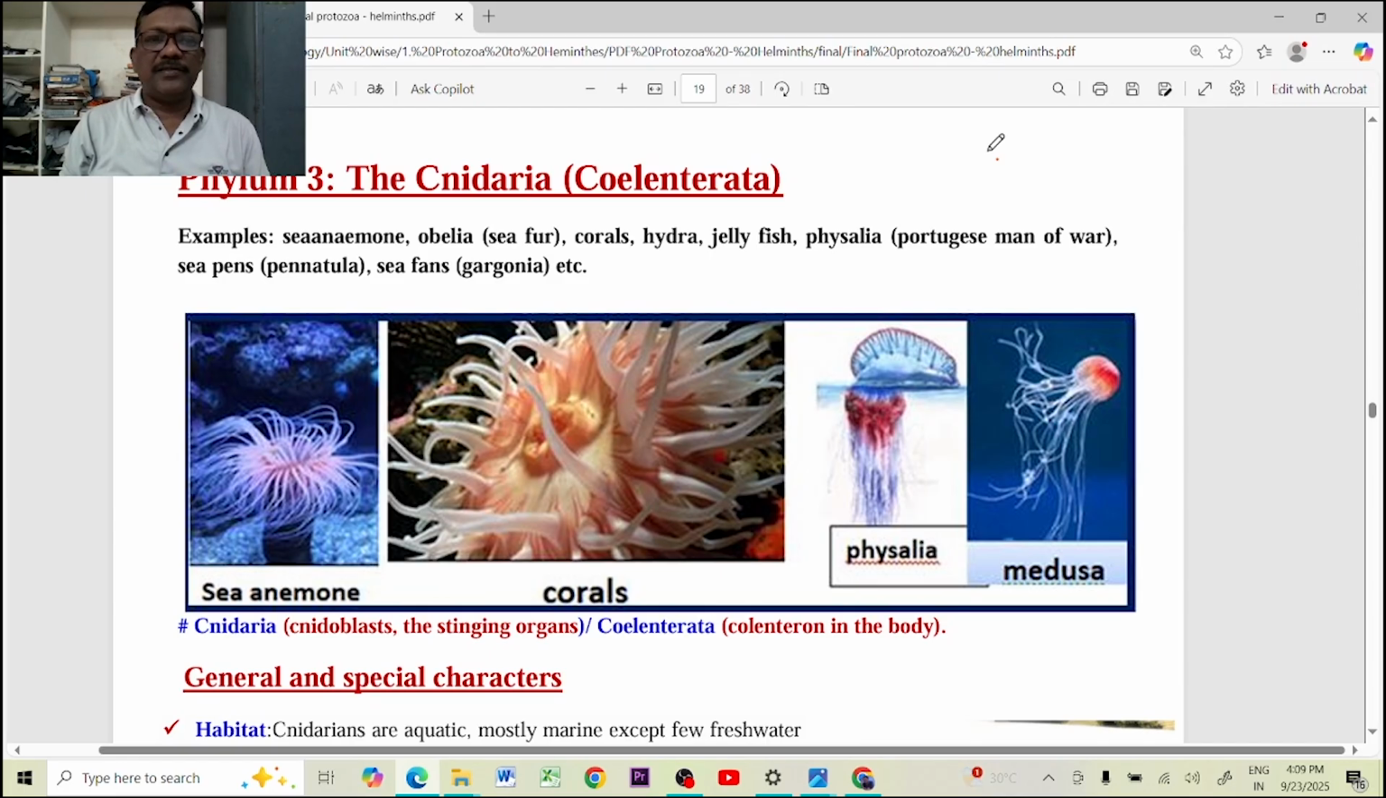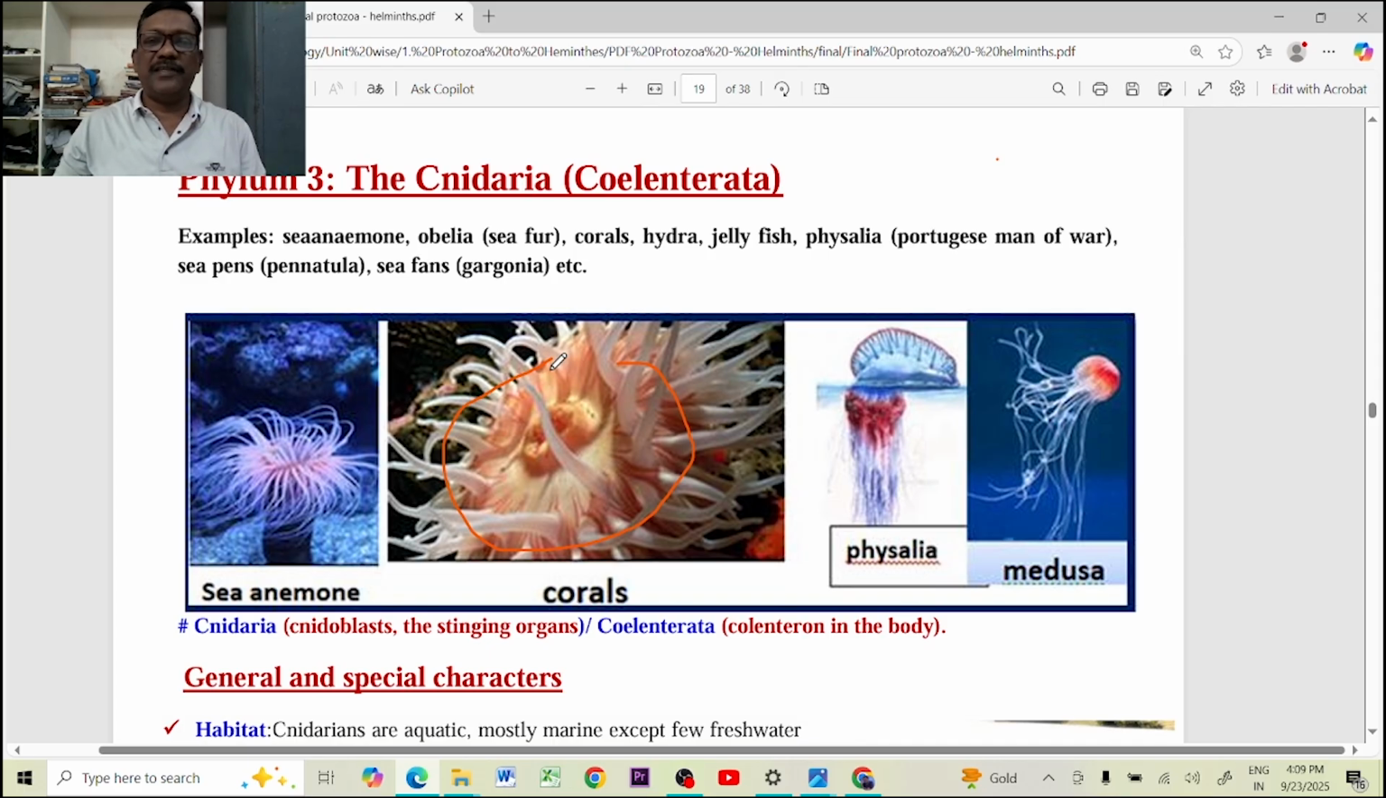The important discussion is about the third phylum in the animal kingdom, that is Cnidaria or Coelenterata. This is named Cnidaria due to the presence of nidoblasts. These nidoblasts are stinging organs. They can sting the prey to arrest it so that it can be taken as food, and they can also sting the enemies and make them run away from there.